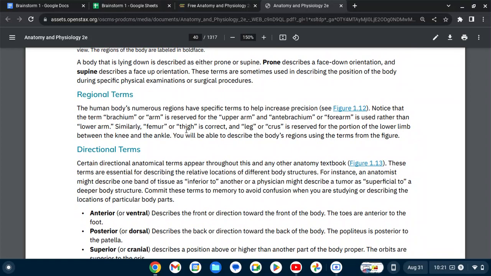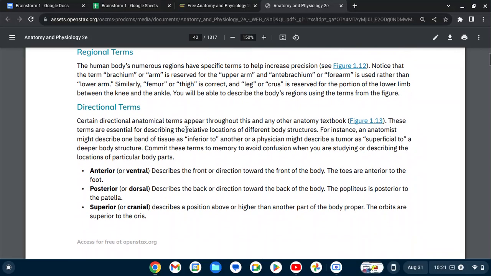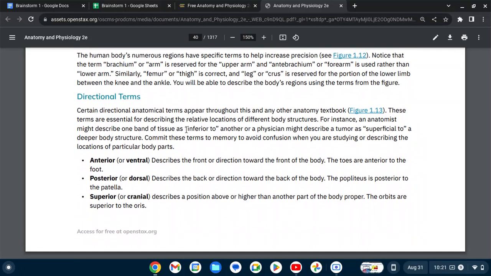These terms are sometimes used in describing the position of the body during specific physical examinations or surgical procedures. Regional terms. The human body's numerous regions have specific terms to help increase precision. Notice that the term brachium or arm is reserved for the upper arm, and antebrachium or forearm is used rather than lower arm. Similarly, femur or thigh is correct, and leg or crus is reserved for the portion of the lower limb between the knee and the ankle.